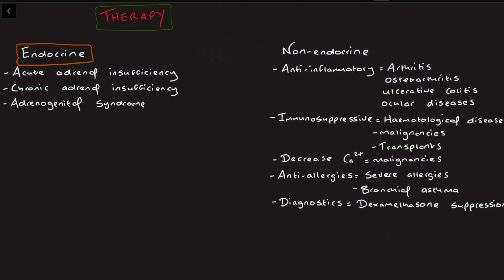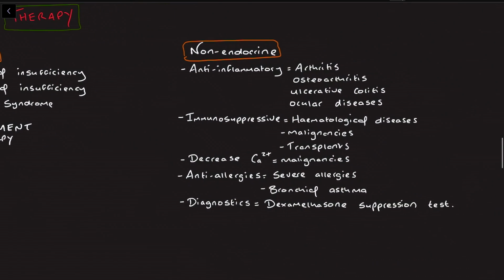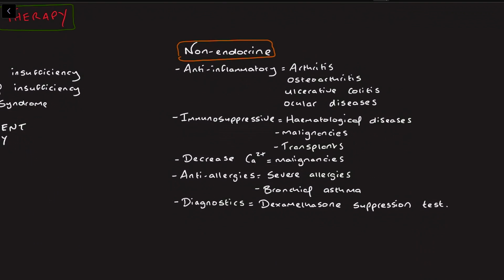This is also known as replacement therapy, as the adrenal glands cannot produce enough cortisol. And for non-endocrine, it's indicated for the following purposes. So you could have anti-inflammatory effects of the therapy, as it reduces tumor necrosis factor alpha and interleukin 2. It's used in arthritis, osteoarthritis, ulcerative colitis, nephrotic syndrome and ocular diseases.